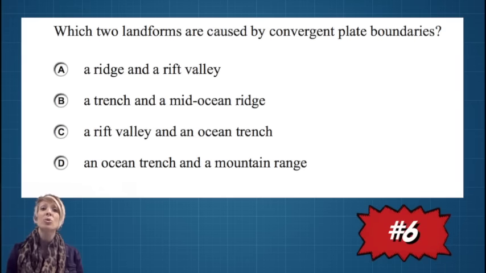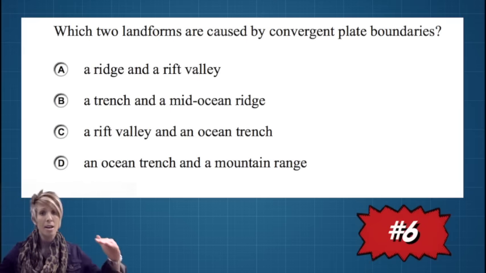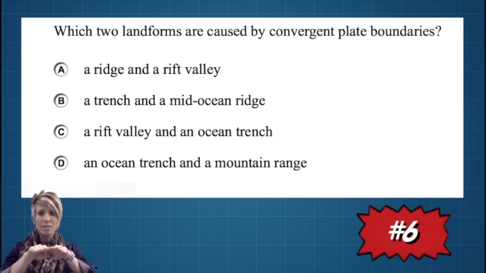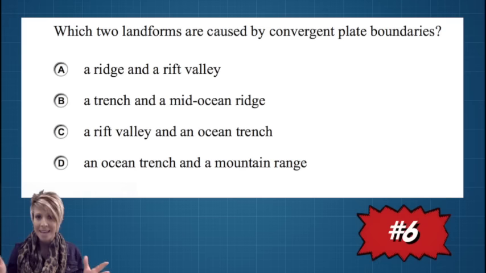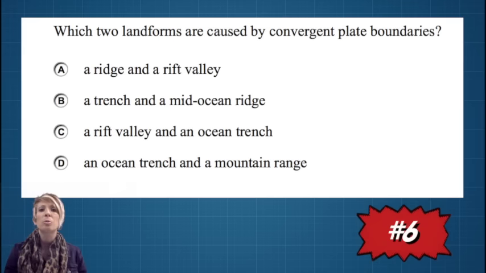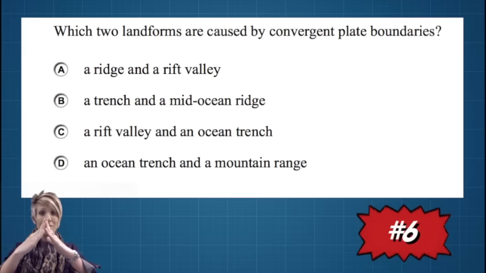Okay, this next one. Which two landforms are caused by convergent plate boundaries? Well, let's review really quick. Three types of plate boundaries. Convergent, come together, they collide. Divergent, divide, they separate. And then we have transform. Think of the S in transform. They slide past one another. Knowing that, what two landforms would be caused by a convergent plate boundary? That's a little bit of a hint right there.